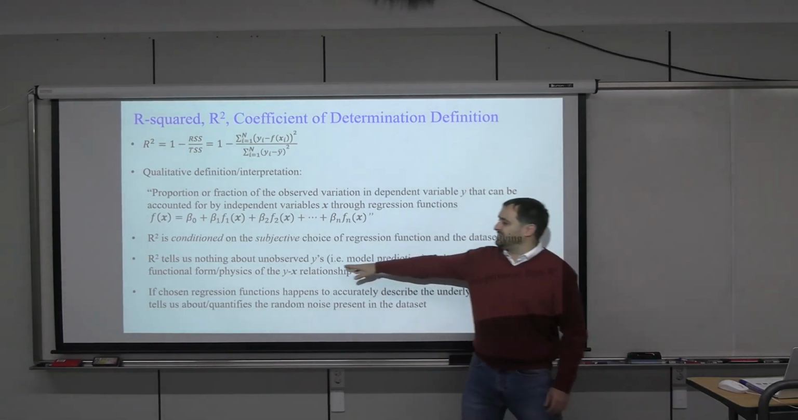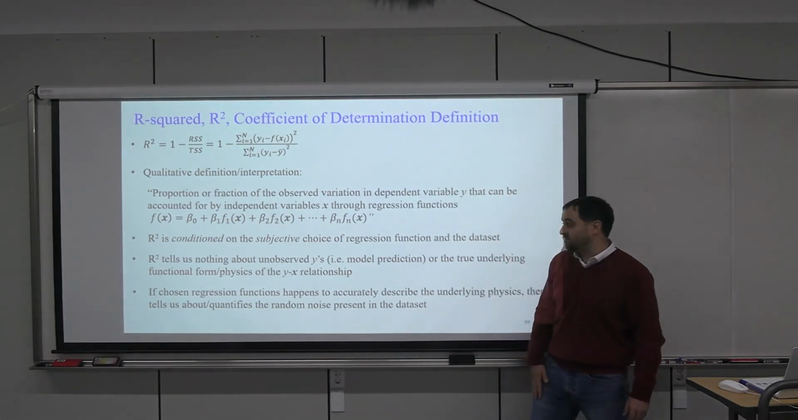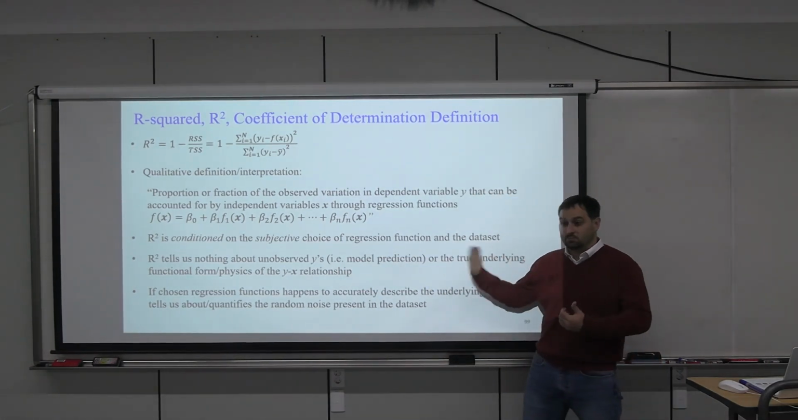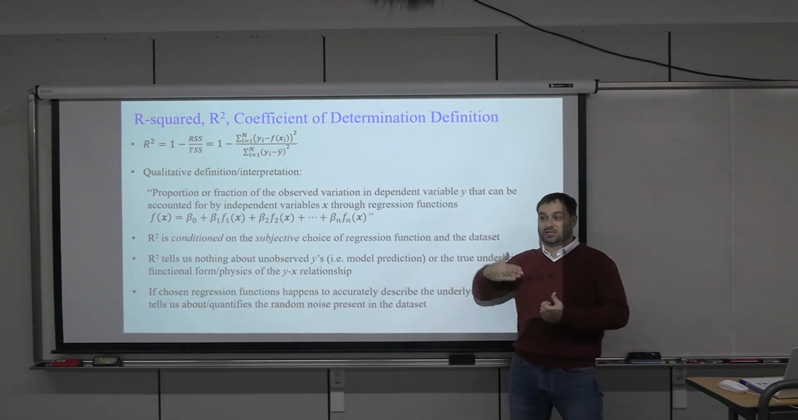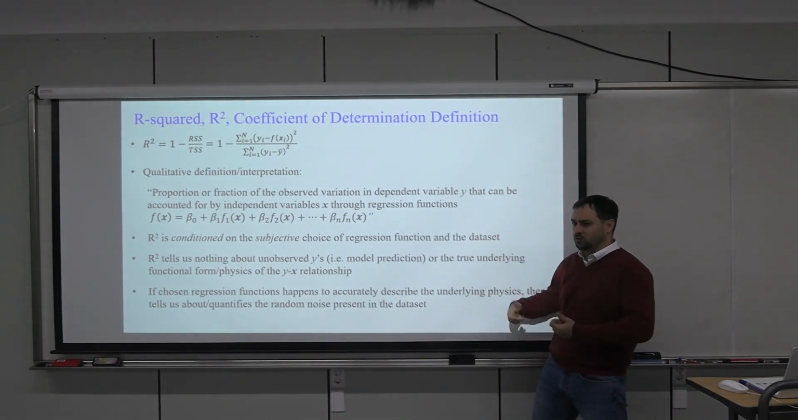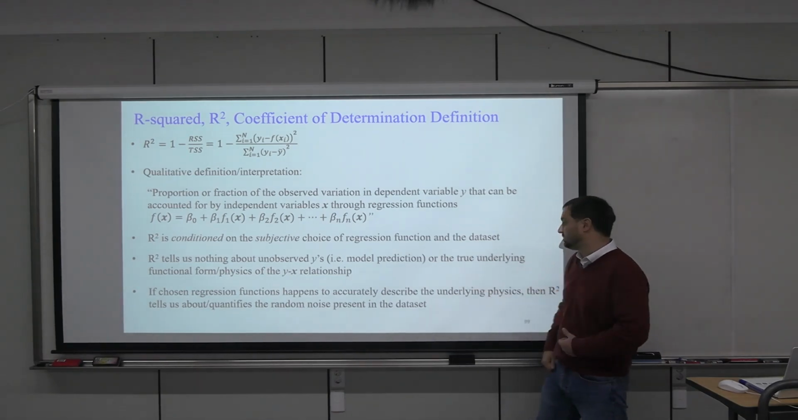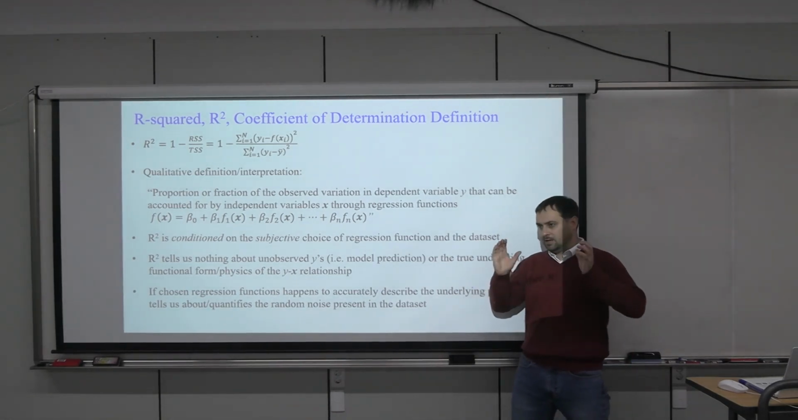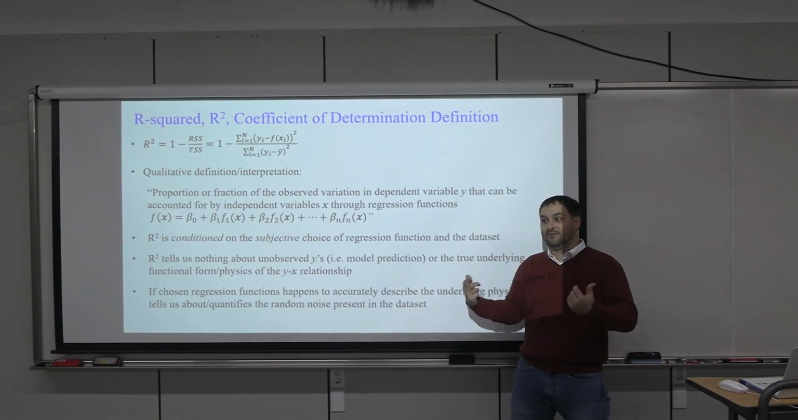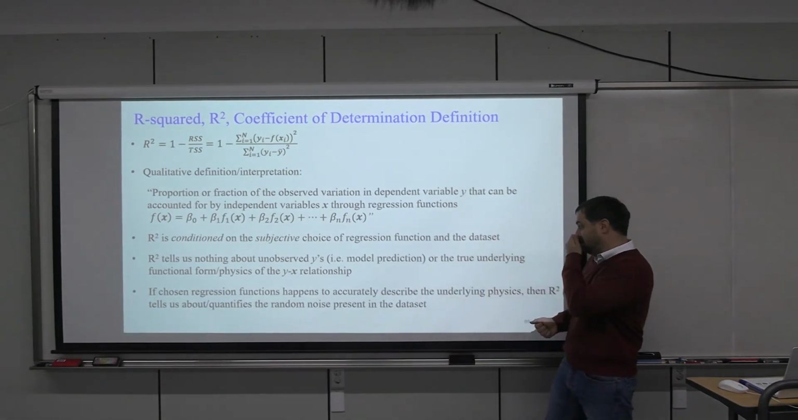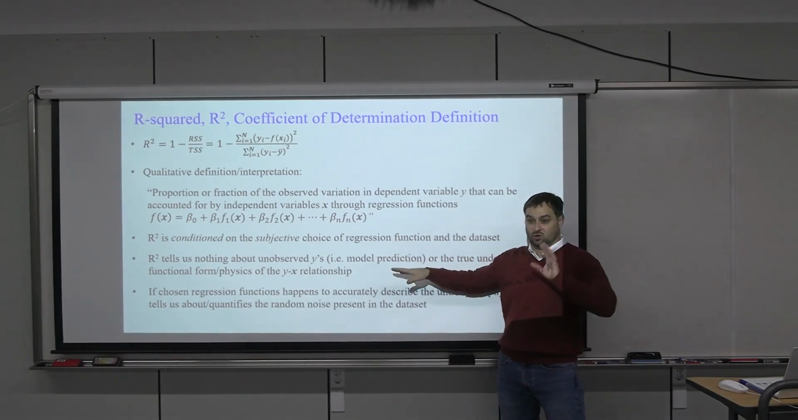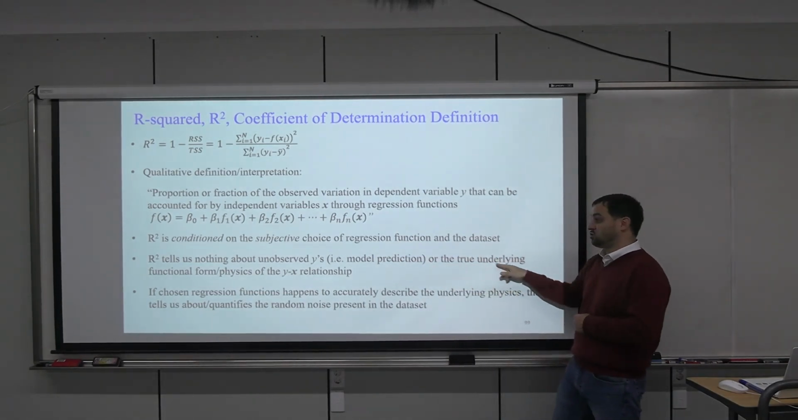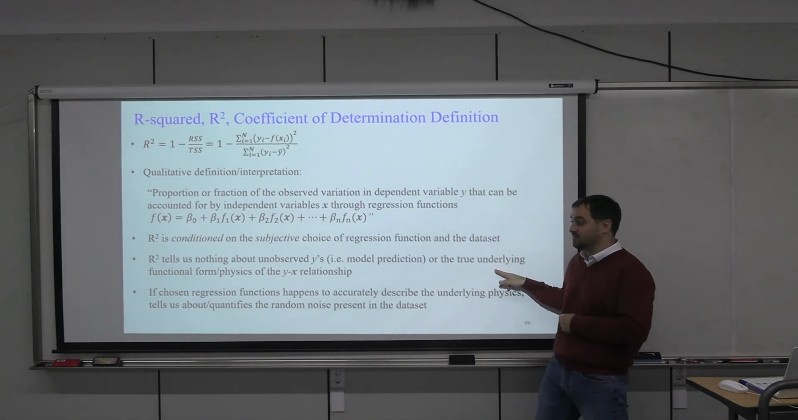And r squared tells us nothing about the unobserved values of y, i.e. model prediction. R squared does not give us any information about the accuracy of model prediction, which is usually what we're interested in. We want to use this regression model to make predictions, either interpolating or, in some cases, if we have confidence in the model, extrapolating. So r squared tells us nothing about the unobserved y's, the model in prediction mode, or the true underlying functional form of the physics of the y-x relationship.